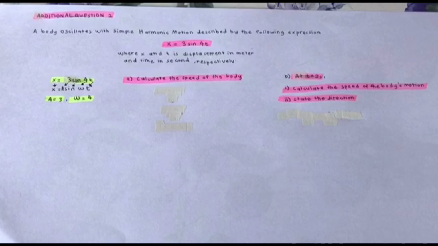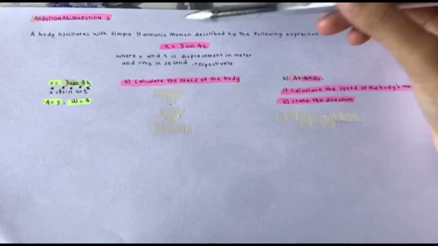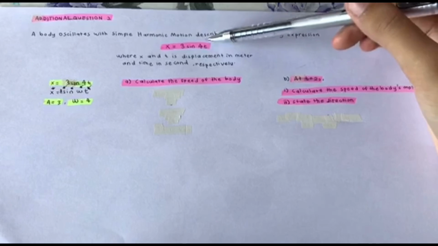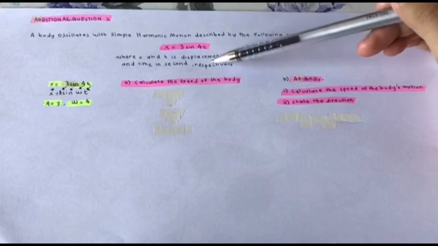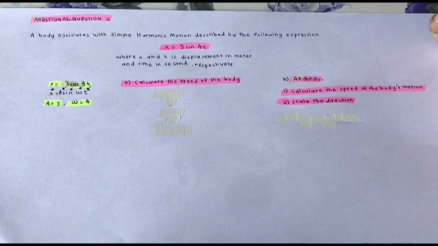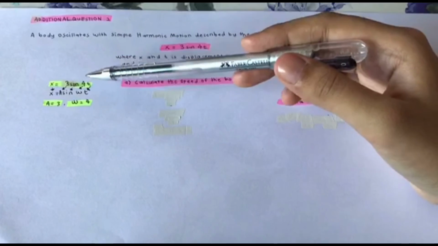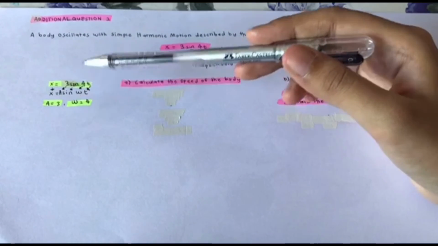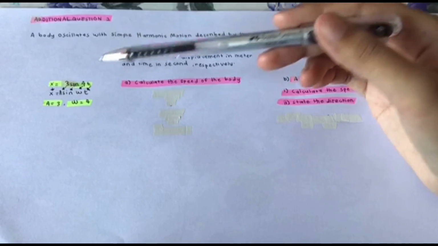So for question 2 in addition equation, state that a body oscillates with simple harmonic motion described by the following expression, which is S is equal to 3 sin 4t, where S and t are displacement in meter and time in second respectively. So first we have to compare the expression in the question, S is equal to 3 sin 4t, with S equal to A sin omega t, and we get A equal to 3 and omega equal to 4.